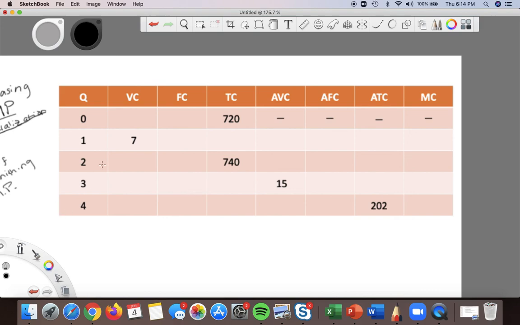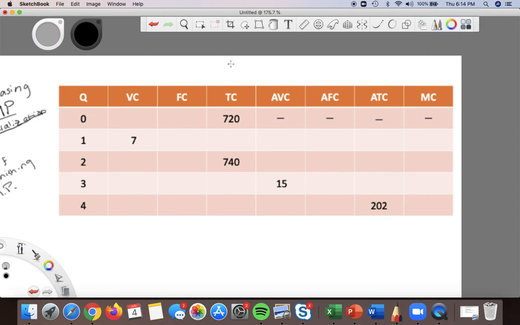Okay, cool. So here I've got Q, which represents my level of output. I've got my variable cost column here, which is going to represent the variable cost. I've got FC, which can also be called TFC, which is my fixed costs. Add them together, I get total costs. I've got my average cost here and my marginal cost.